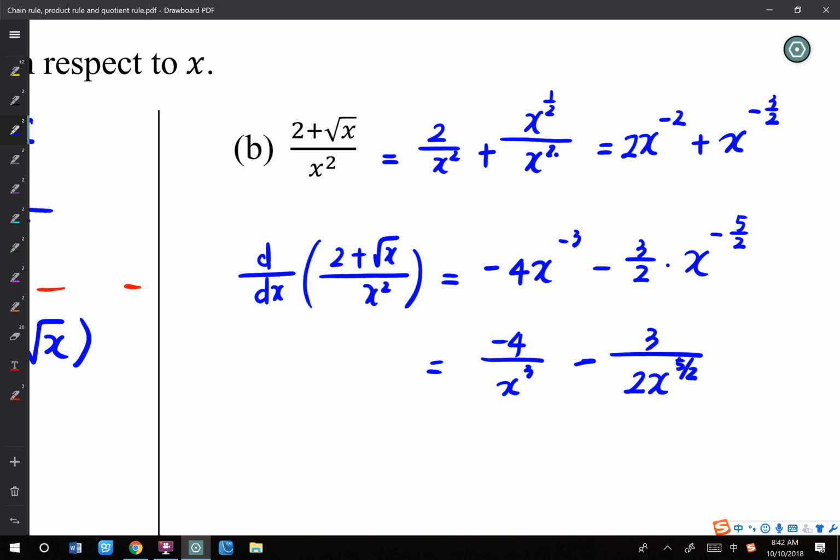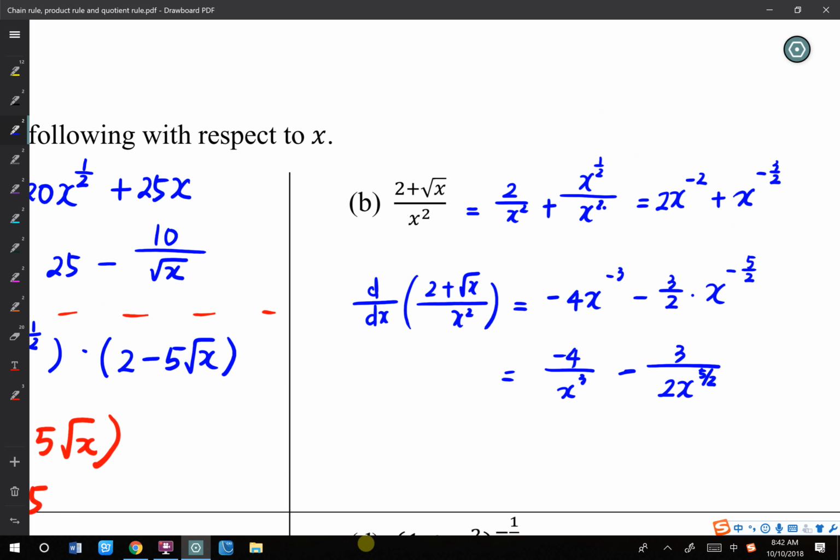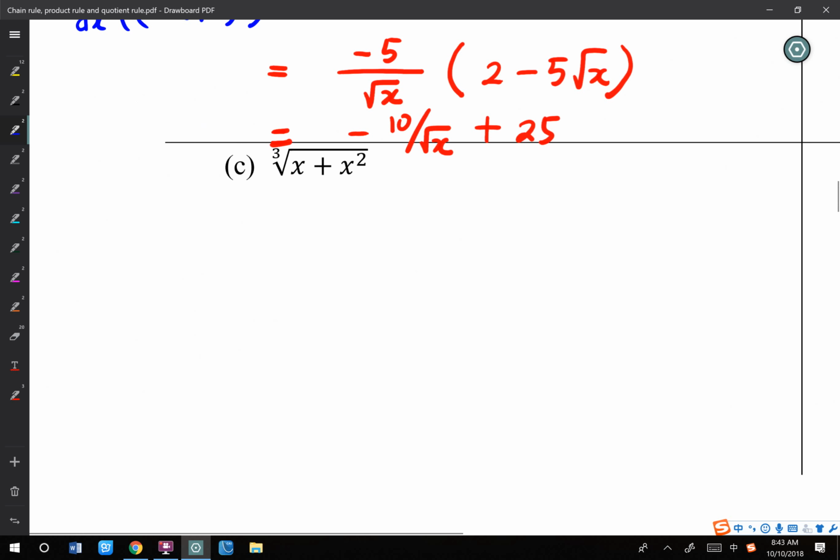Well, a lot of you are trying to think very hard how to use chain rule, but you can't really use chain rule here. You can use quotient rule for this one. We'll come back to this one after we learn quotient rule. You can try how to use quotient rule after tomorrow's lesson. Okay, for the next one.